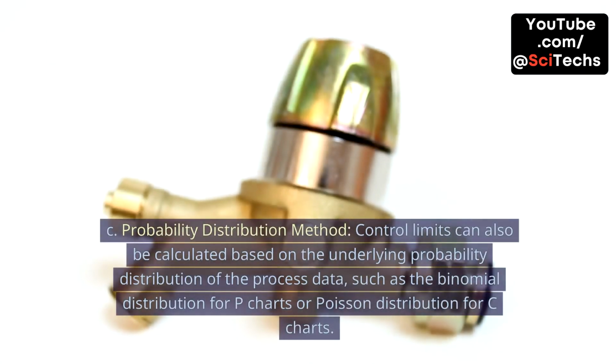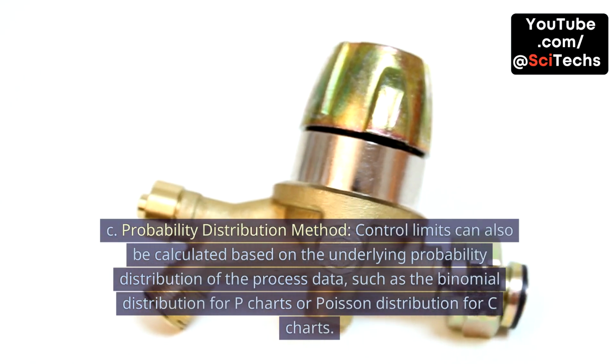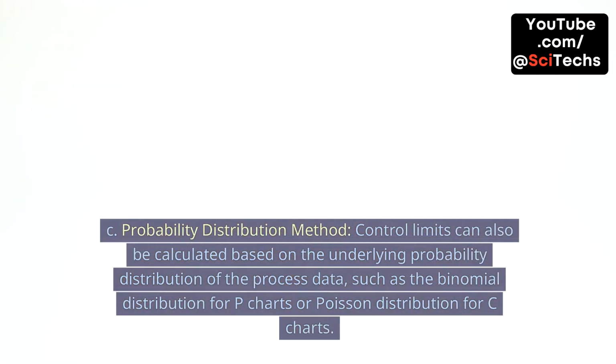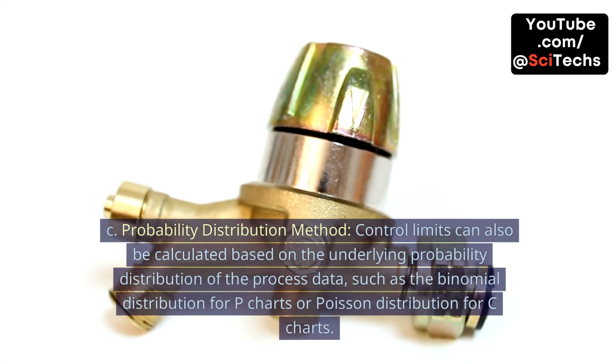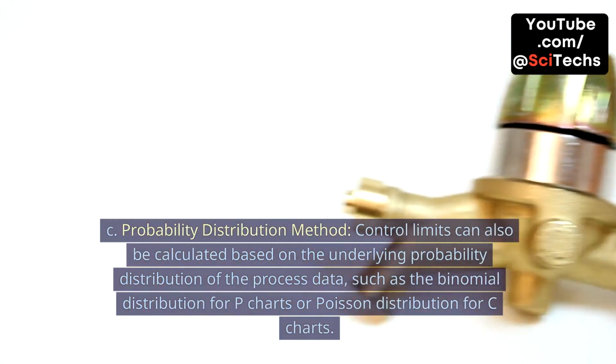C. Probability distribution method. Control limits can also be calculated based on the underlying probability distribution of the process data, such as the binomial distribution for P charts or Poisson distribution for C charts.